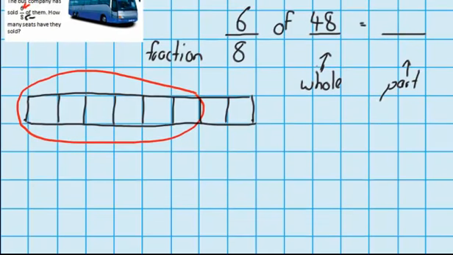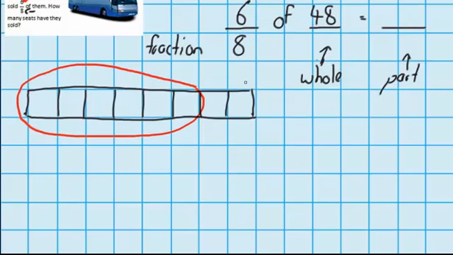So I'll go down a little bit. So my first step is going to be to share those 48 seats between the 8 groups that the denominator told me. So 48 divided by 8 is 6. So if we think about my diagram here, we're imagining that every one of these sections has got 6 seats in it.